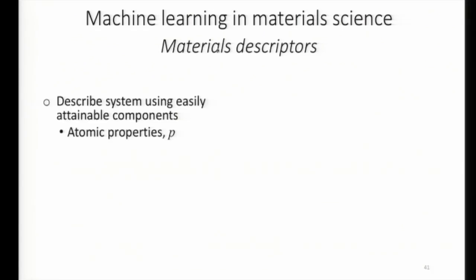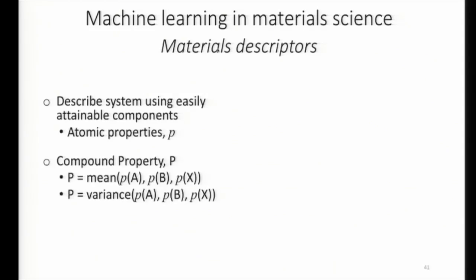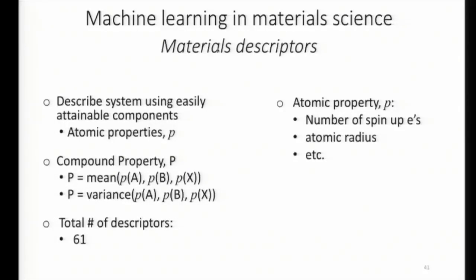There should be something that's easily attainable, and I'll use the atomic properties for this study. We use the atomic properties to construct a property of a structure or a compound, taking something simple like the mean or the variance of these properties. If you do this, you get a total of about 61 possible descriptors. Examples of atomic properties include the number of spin-up electrons and the atomic radius.